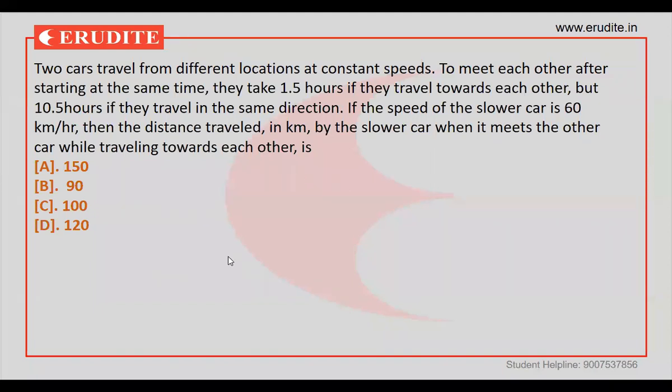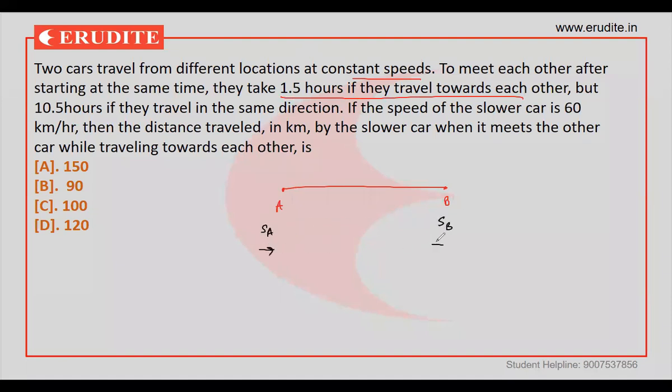This question came in CAT 2022 slot 3. Two cars travel from different locations at constant speed. So guys, let's say car A is here and car B is here. To meet each other, starting at the same time, they take 1.5 hours if they travel towards each other. That means, if I am assuming the speed of car A is SA and the speed of car B is SB.